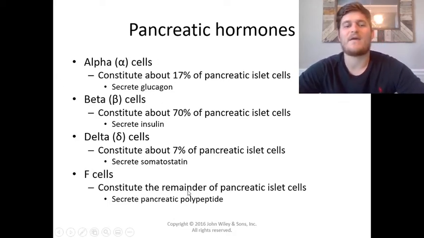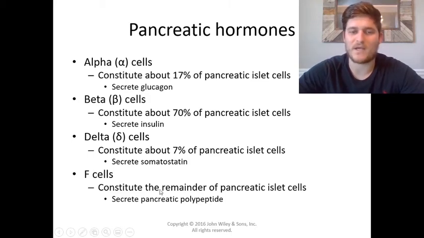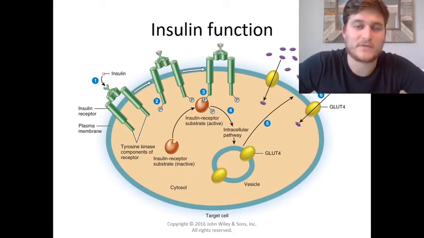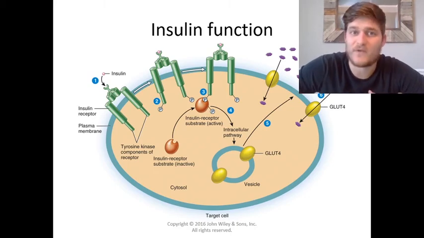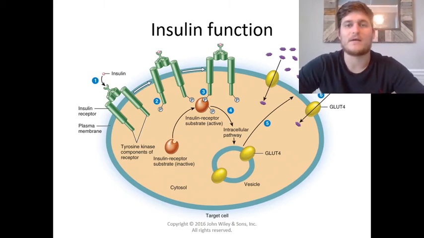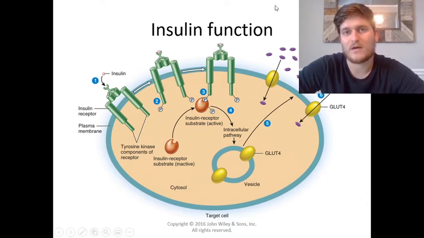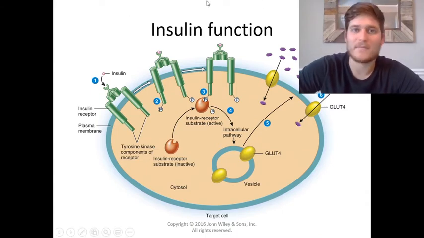And then we have F cells, which secrete pancreatic polypeptide, which also influences our digestion. Diving into how the pancreas will impact our blood glucose levels, let's first talk about the function of insulin and glucagon. You've probably heard of insulin before because many in this country are either pre-diabetic or diabetic, and so the medication insulin is commonly used by a lot of people in this country and across the world.